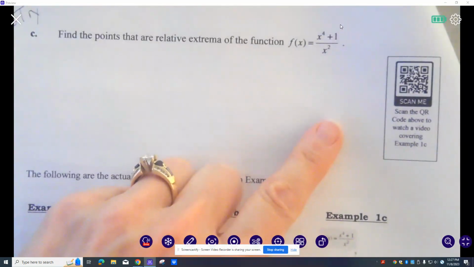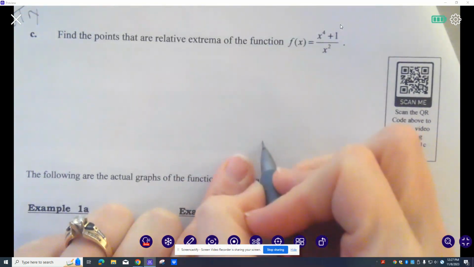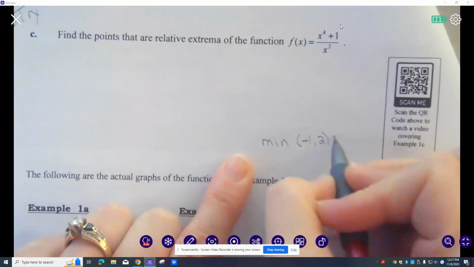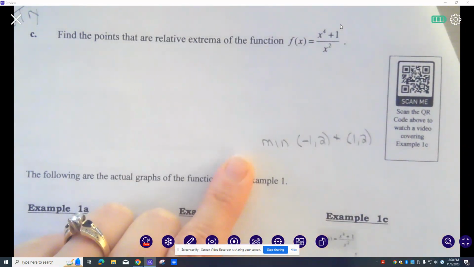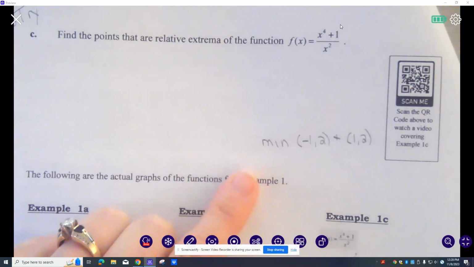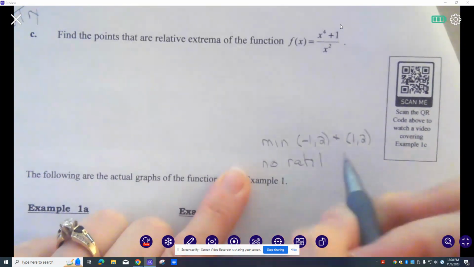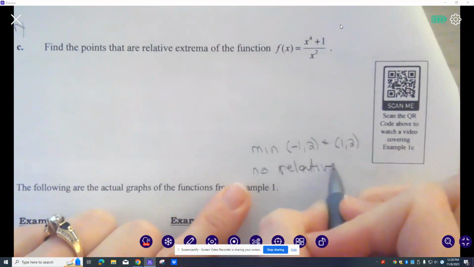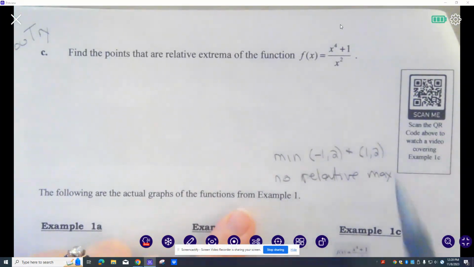So I want you to try this one. I'm going to tell you, you should get a min, and it would be a relative min at negative 1, 2, and 1, 2. And that is it. So there is no relative max. Oh, I can't spell relative. Okay, so try that one again. If you need help with it, there's a video there.